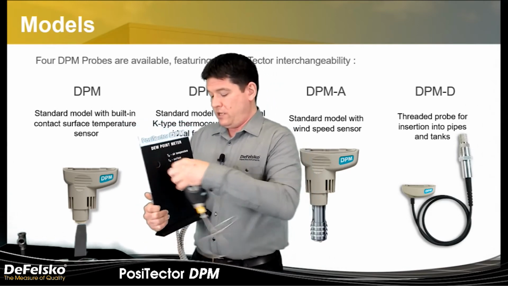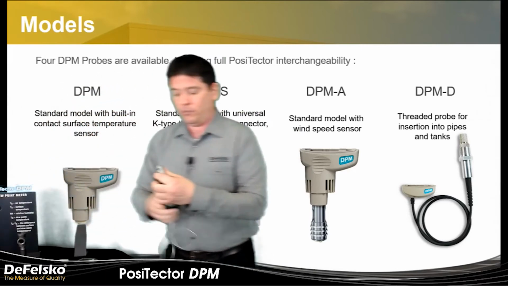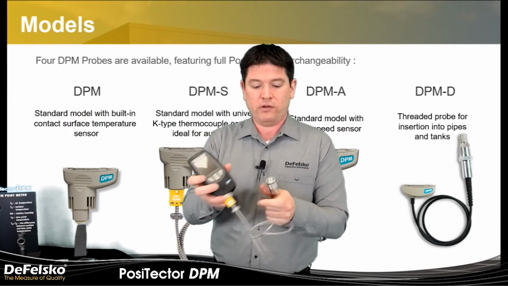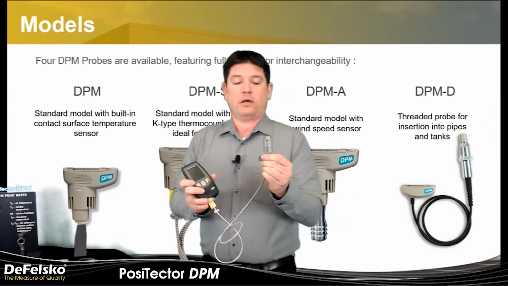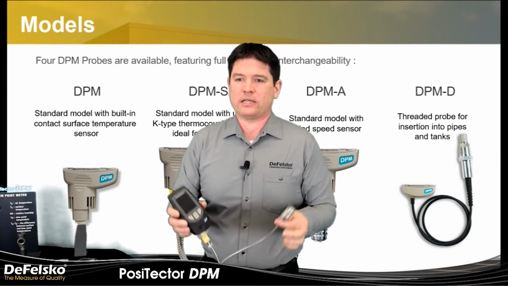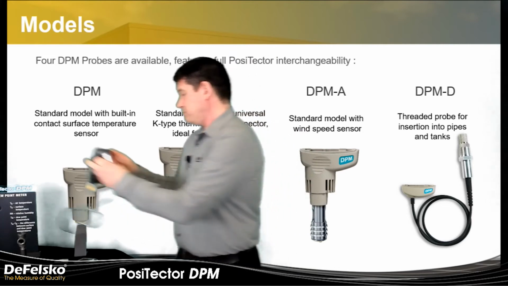This is actually the newer style PosiTector DPMS that we released not too long ago. So the cable is a little more reinforced, the strain relief is a little more reinforced, and this is a different magnetic surface temperature sensor. This one's silver, the other one was black. So we have made some improvements based on feedback we got from the dealers.